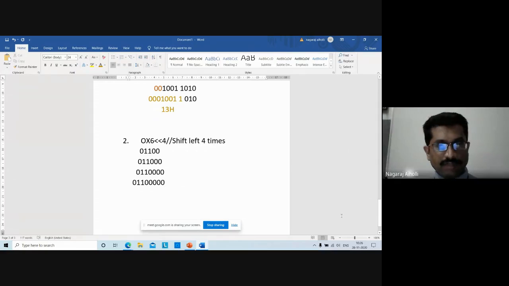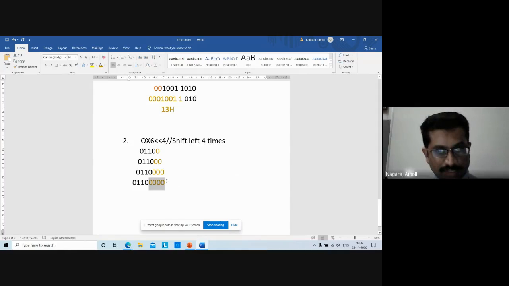Now check what is the final value. I'll highlight them so that you will understand. This is 1 zero here. Then 2 zeros we have inserted from right side towards the left, which is left shift. Then 3 zeros we are inserting from right side towards the left, so it is 3 times left shift. Then 4 zeros we have inserted from right side towards the left. It is shift left 4 times.